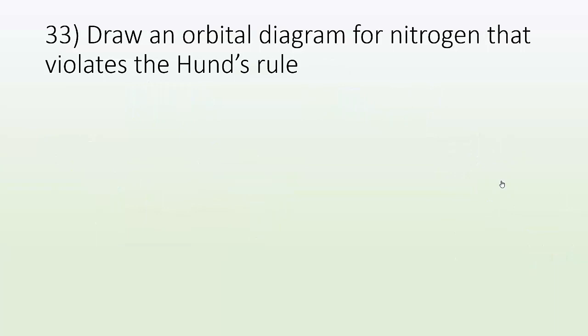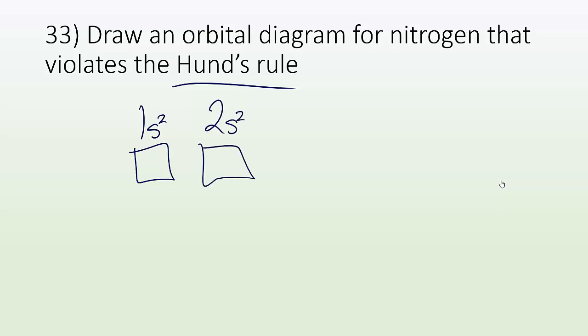All right, 33 says draw an orbital diagram for nitrogen that violates the Hund's rule. So there's going to be a bunch of ways that you can do this, but let's start with drawing out the boxes. So I know it's going to be 1s2, I got 2s2, and then I got 2p3, and the p has 3 boxes, so 1, 2, 3. There we go.